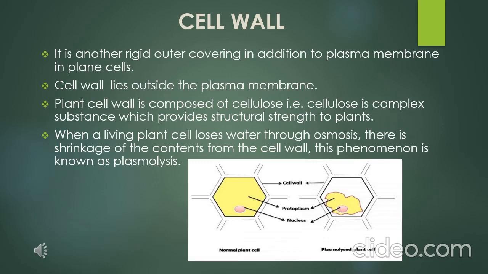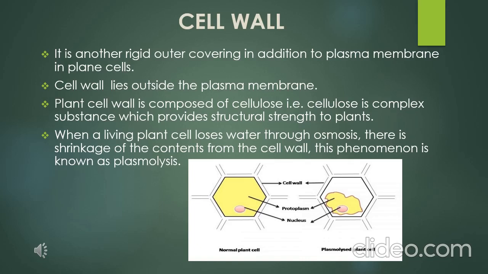Now the next component of a cell is the cell wall. It is another rigid outer covering in addition to plasma membrane in plant cells. See, plasma membrane is present in both, whether animal cell or plant cell, but the cell wall is only present in plant cells. The cell wall lies outside the plasma membrane. Where does it lie? Outside the plasma membrane. The plant cell wall is composed of cellulose.